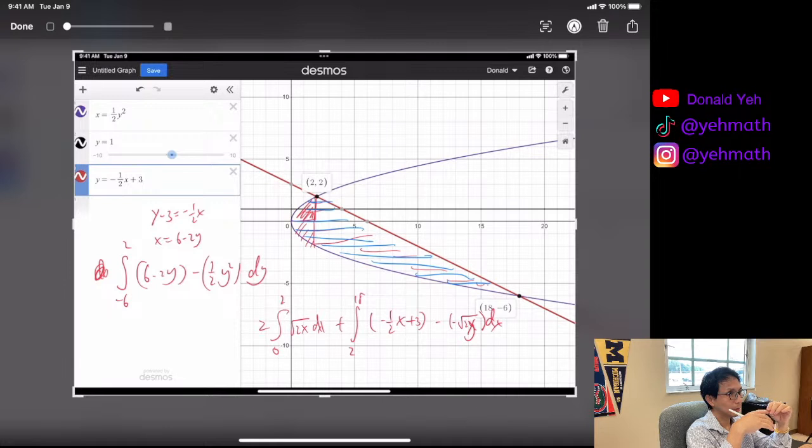What if you added the y equals 1 line and cut out the small part? You still have to break it up into 2 integrals. Regardless, if it's in terms of x, you have to break it up into 2 integrals. With y, you only have to do 1 integral. It'd just be -6 to 1.